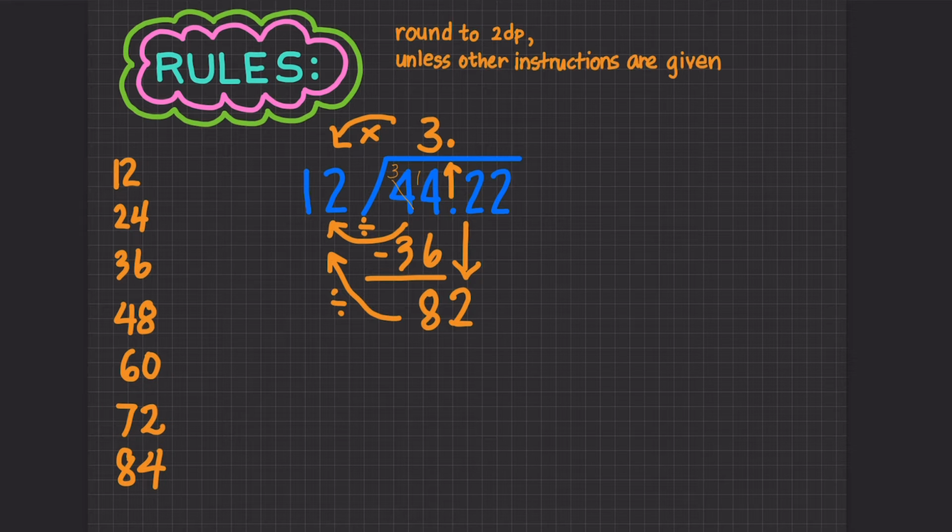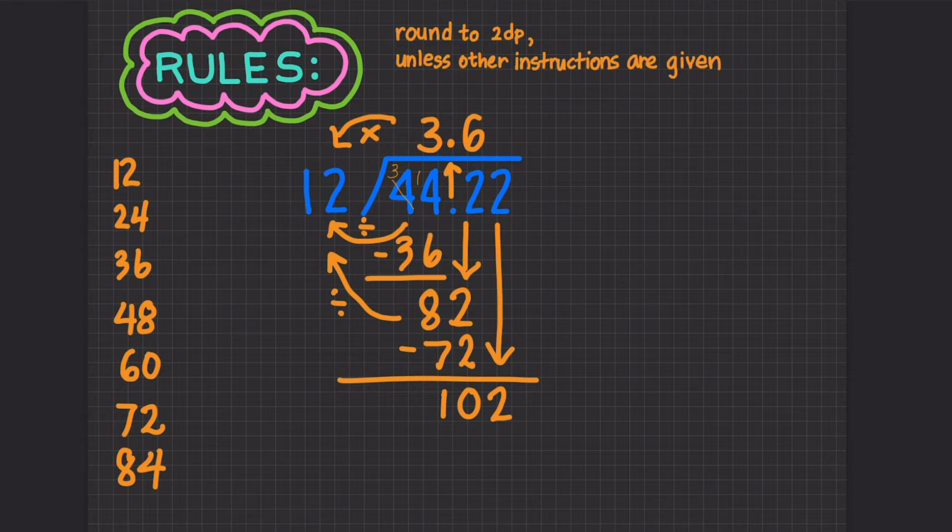So how many 12s are those? 1, 2, 3, 4, 5, 6. So 12 times 6 is 72. So let's put 6 over here. Okay. And remember, going down, we multiply. So 6 times 12 is 72. Subtract. Okay. And we have 2 minus 2, 0. 8 minus 7, 1. Okay. Bring down the next digit.